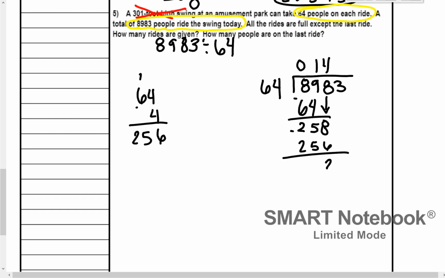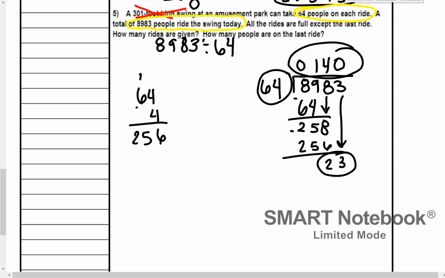And we subtract, we're left with 2. Bring down that 3. How many times does 64 go into 23? Well, it can't, so 0. And we have no more numbers to bring down. So we have our quotient, our remainder, and our divisor. The way that we would write this answer is 140 and 23/64. But 23/64 of a person doesn't really help us out.